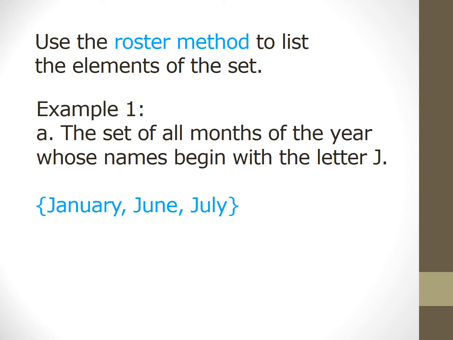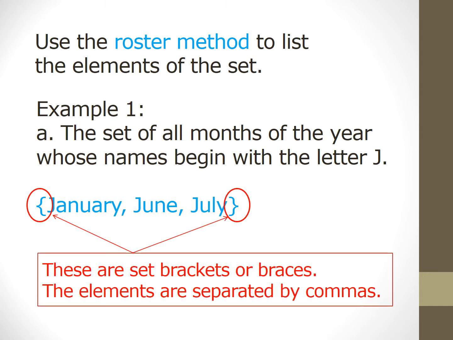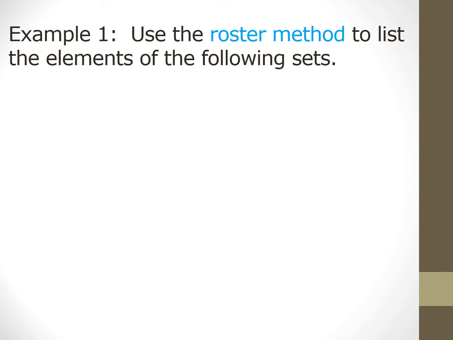And so when we put things in roster method, we literally take however many elements. Here there are three different members of this set, January, June, July, and we put them in these brackets or braces. And we separate the different elements or members by commas. So January, June, July, commas between them, and then we put brackets or braces. So this format is what's referred to as the roster method. Let's go through a number of examples so we can practice this.